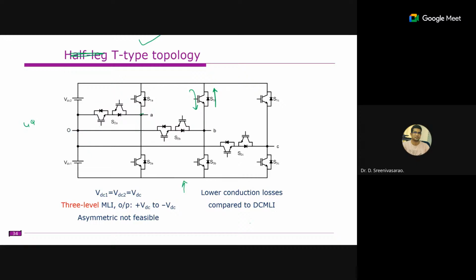So that means depending on this one, either these two will conduct or these two will conduct. So these are known as the bidirectional switches. Nowadays in the market, this entire thing is fabricated in a single device. Normally the symbol for these bidirectional switches is like this.